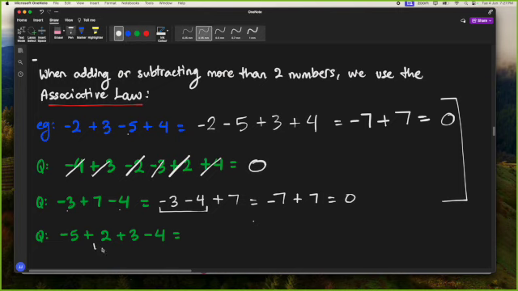So I take the 2 plus 3, and I have minus 5, and this 2 plus 3 gives me plus 5, and then I have the minus 4. Well, the minus 5 plus 5 is gone, so I will just have minus 4.